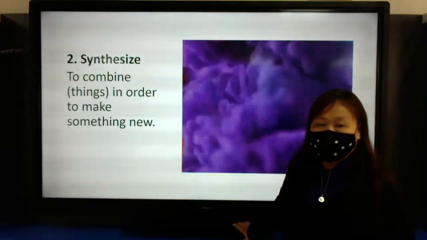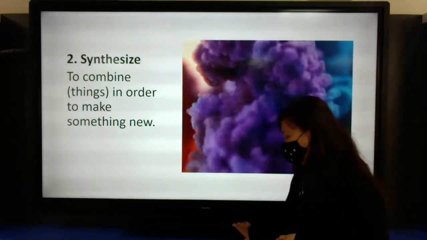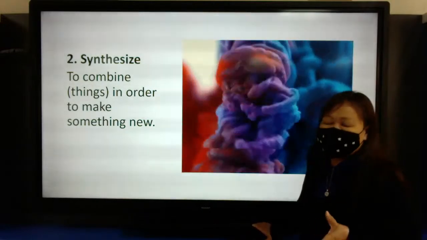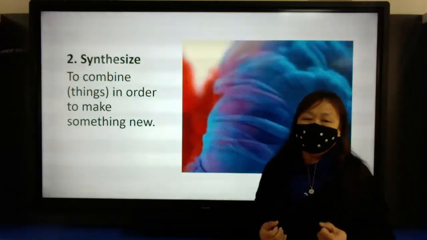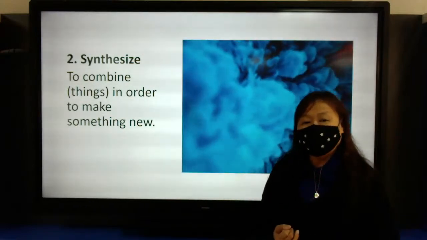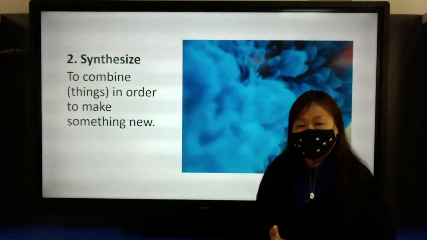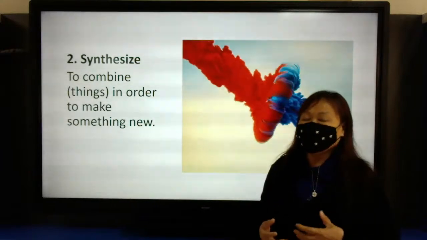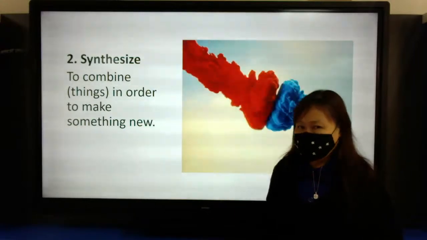Okay, vocabulary number 2. We have the term synthesize. When we say synthesize, we are referring to combining things together to make something new. For example, if you want to bake a cake, what do you put in the cake? We put flour, egg, sugar, flavoring, and so on. So when you combine all of these things together to produce the cake, we use the term synthesize.